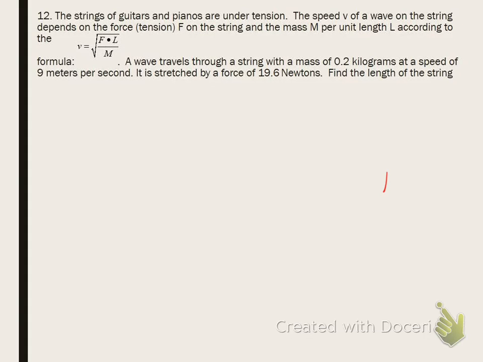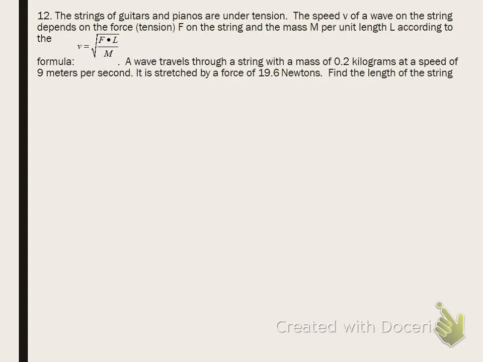Story problem, a little bit. We have a formula. We're just going to plug some numbers into our formula. The strings of guitars and pianos are under tension. The speed V of a wave on the string depends on the force tension F on the string and the mass M per unit length L according to that formula. So let's say that a wave travels through a string with a mass of 0.2 kilograms at a speed of 9 meters per second and is stretched by a force of 19.6 newtons. Find the length of the string.